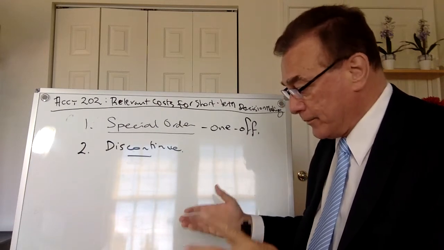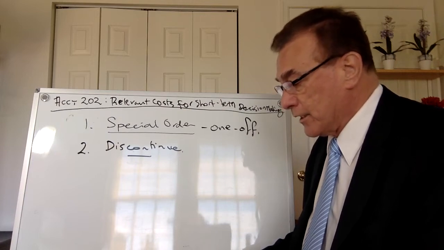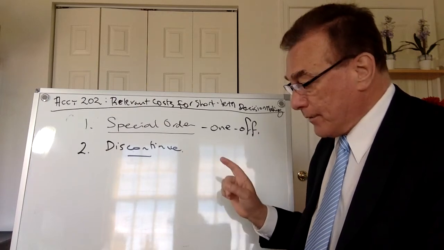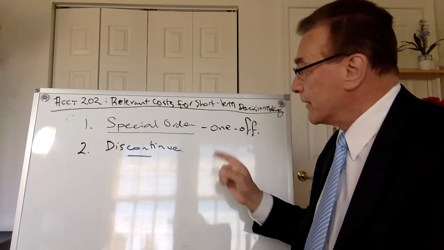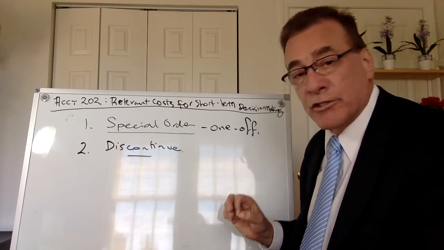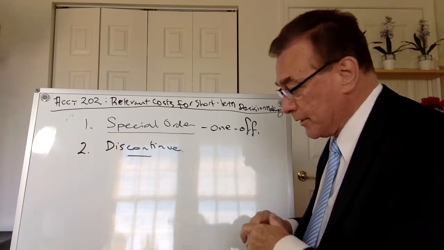And so management feels if they close that division down, then they'll avoid the loss and their overall operating income will increase. But it's not as simple as that, okay? Because by discontinuing that division, they actually might reduce their operating income and not increase it. So we'll look at that in a moment too.